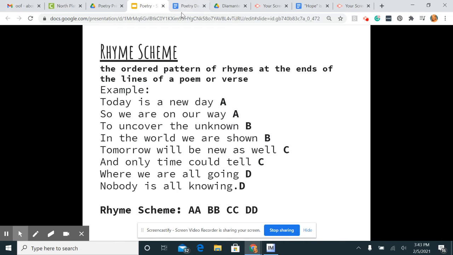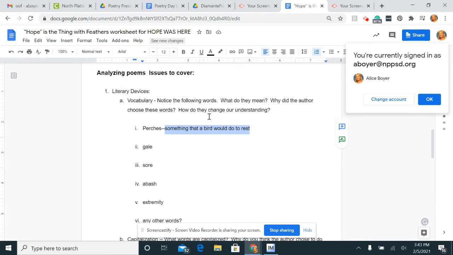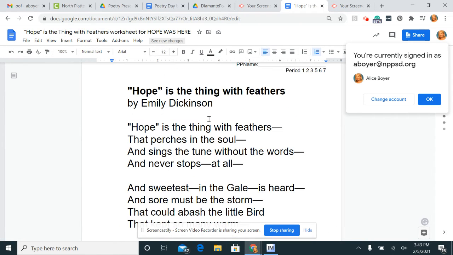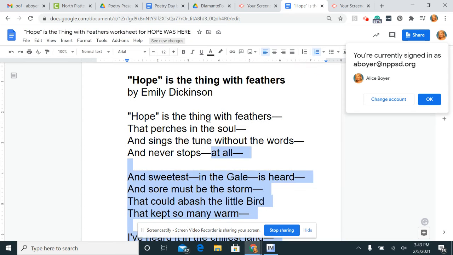Today you're going to do some practice on a poem called Hope is a Thing with Feathers. Okay, it's by Emily Dickinson.